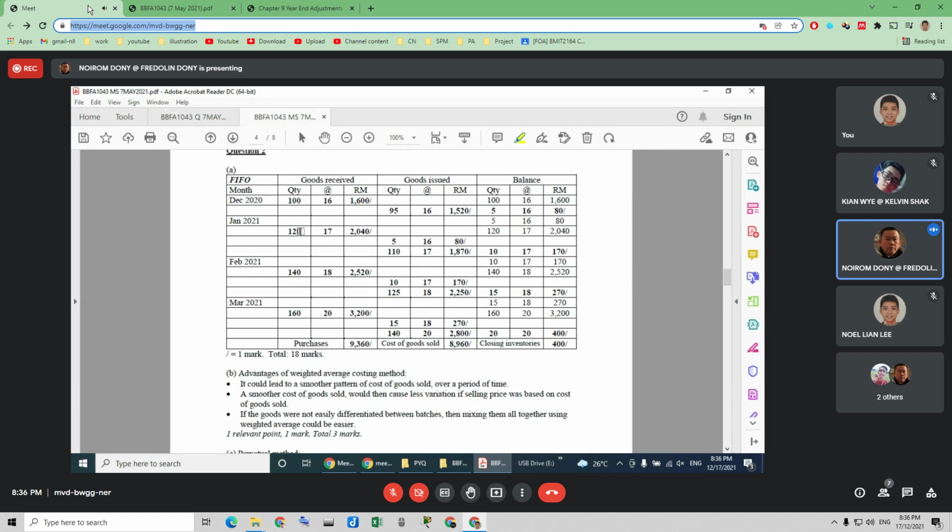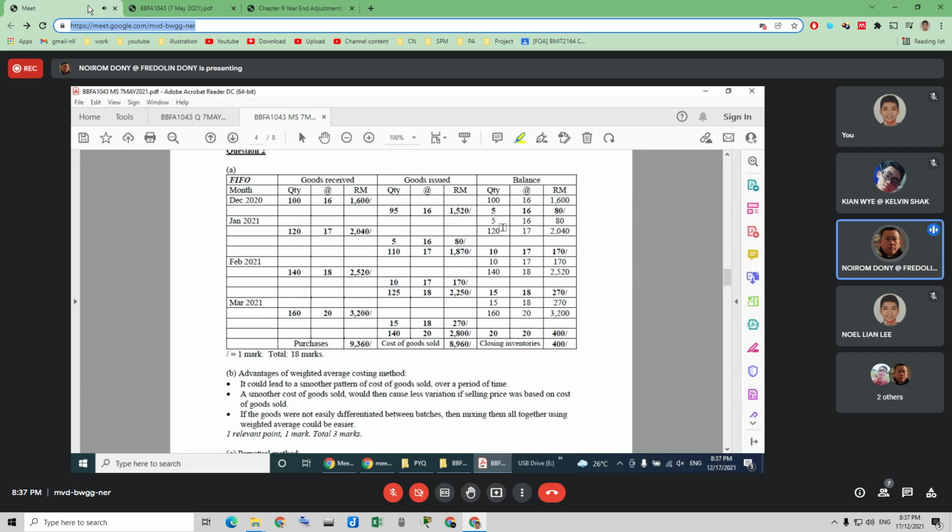Okay, so the second row, you record the receive, quantity 120, and cost price per unit is 17. So total is 2040. You times 120 times 17, you get 2040. Then update your balance. Same thing, 120, 17, 2040. Right. So the next transaction in the same month, January, is issuing 115. So we have to issue 115.